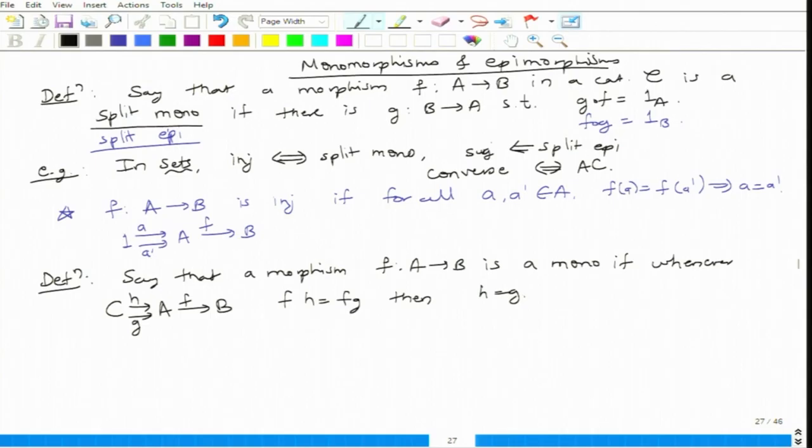You notice that we have just changed one to any object. Actually, if you look at this H or G, then in category theory language we call it a generalized element. So G is a C element of A. We are treating every object and every morphism as an element. So H is equal to G. So this is our definition.